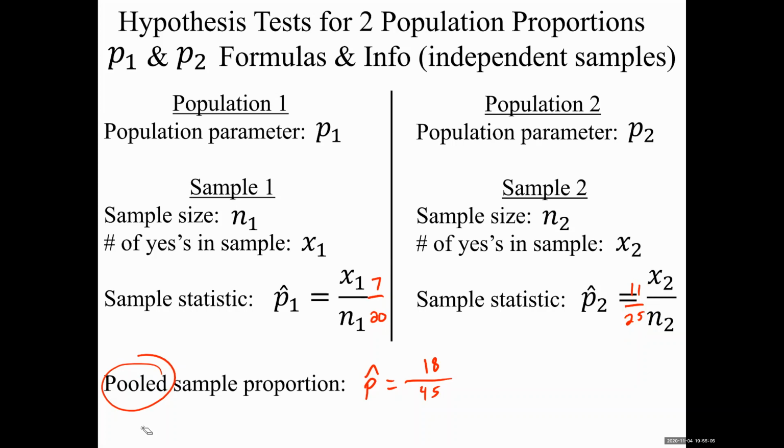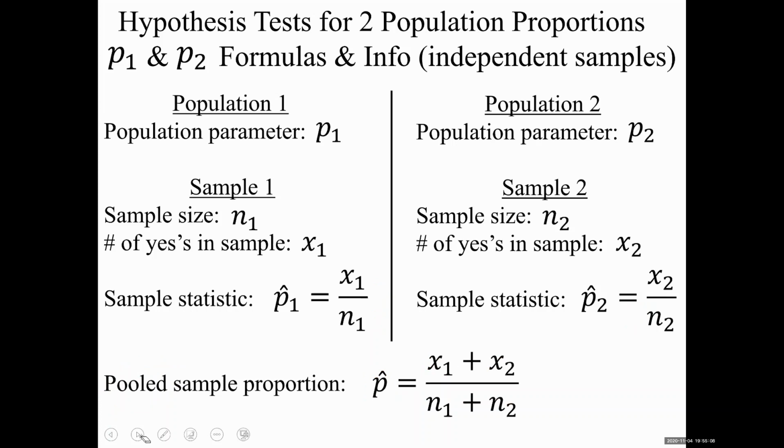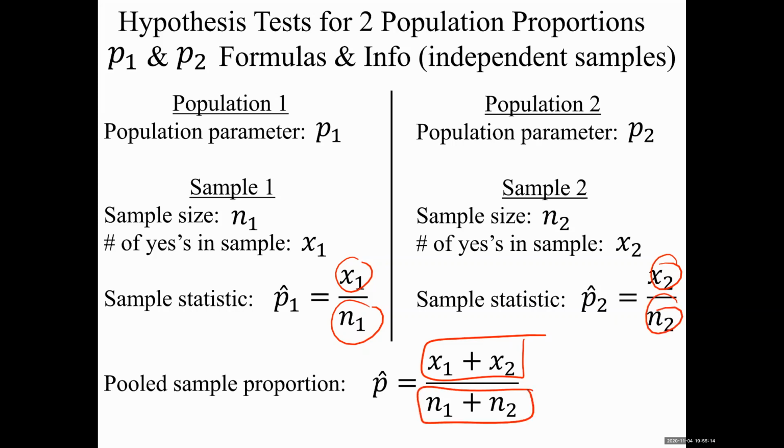Okay, and then here's the formula for it. It's what I just said to do. You just take the top numbers and add them and put it on top. Take the bottom numbers and add them and put them on the bottom. That's how you find the pooled sample proportion. Add the top numbers, put on top, add the bottom numbers, put on the bottom.